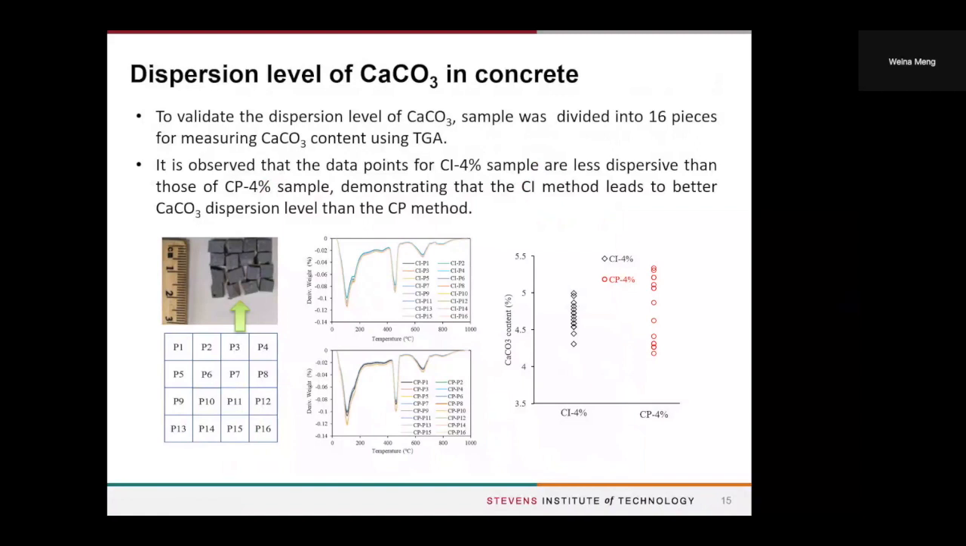And to confirm the dispersion level of the different mixtures, we also used the specimens we tested for the composite strengths, and we divided them into 16 pieces. We measured the calcium carbonate content using the TGA. As you can see here, the CI mixtures at 4% also show a more uniform dispersion than the CP 4% mixtures. So this means the CI method indeed has a better calcium carbonate particle dispersion level than the CP method.